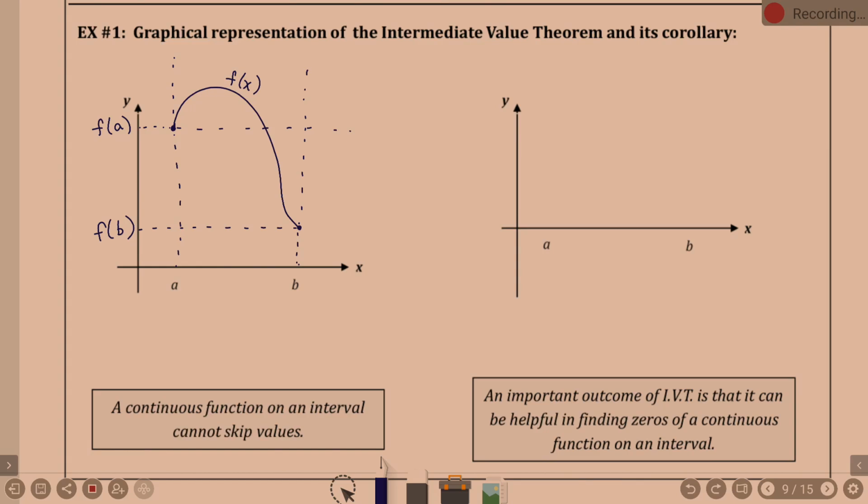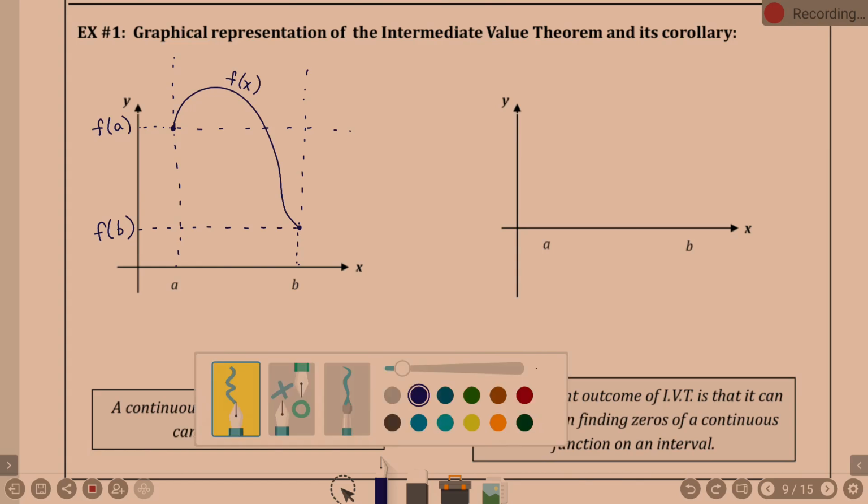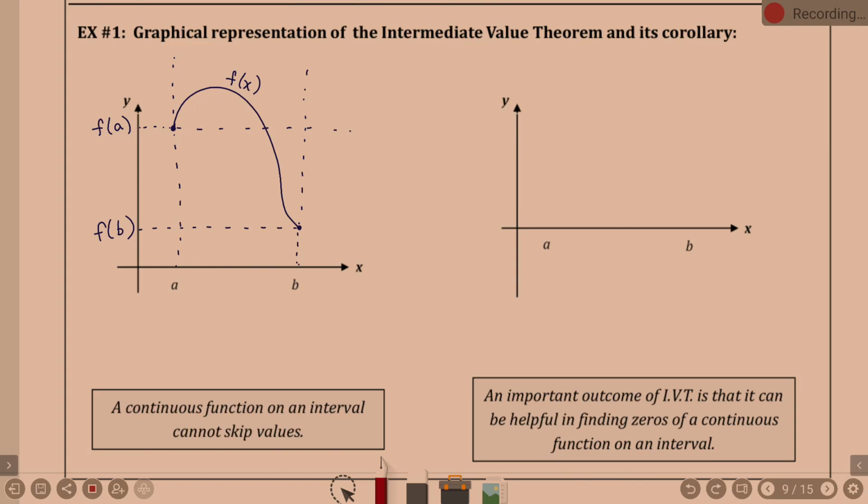So I'm going to pick a point, c. The requirement is that c has to be a point between a and b. Does it matter where? No, it doesn't matter. I'm going to put c over here. Okay? So c is a point between a and b. What we're saying is that f of c is required to land on this graph.